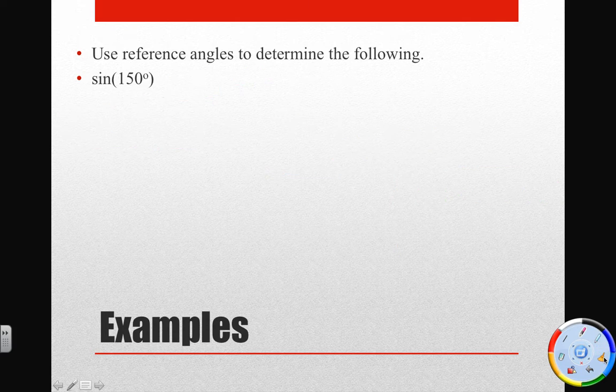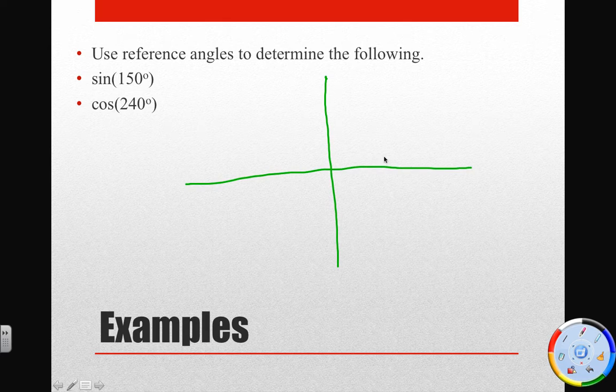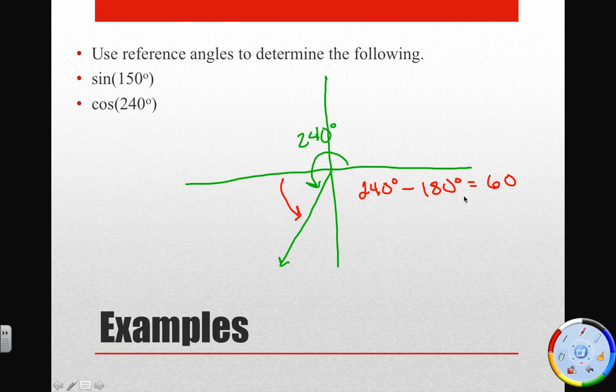All right, I've got like 4 or 5 of these, so let's make sure we understand this. Cosine of 240. Let's figure out where's 240. Well, there's 180. This is 270, so 240 is down here somewhere. And as mentioned before, we said if we're in quadrant 3, the reference angle here is theta, 240, minus 180, which is equal to 60.